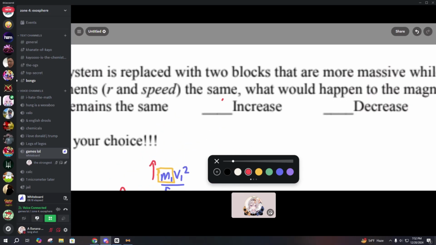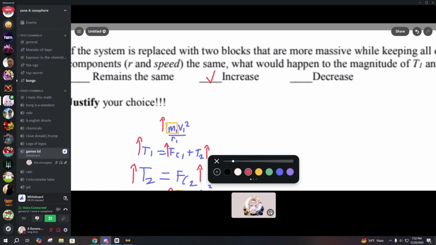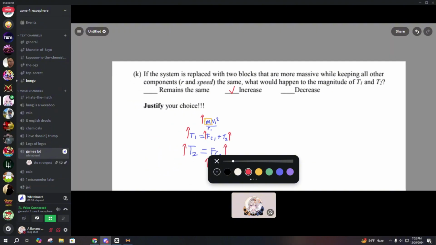And it makes sense because as we're trying to go at the same speed, but we have larger blocks, we're going to need more tension force inwards to keep those blocks in the centripetal motion, because their inertia from all that mass is going to be trying to fight outwards as we spin it around. So we need more tension to keep it inwards and keep it in that centripetal motion. So there you have it, problem K.